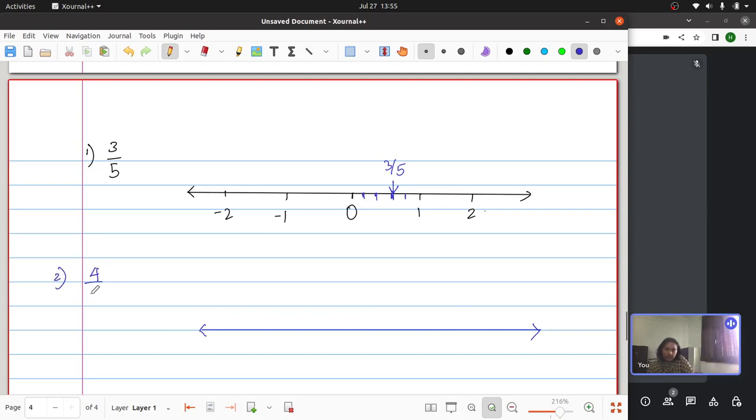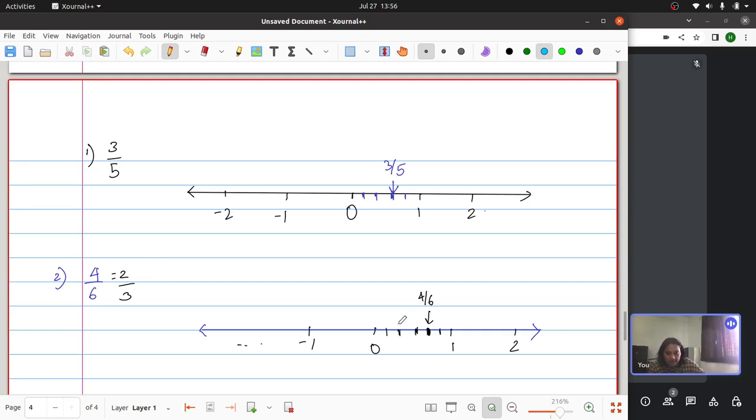Let's look at 4 by 6. We have 0, 1, 2. Okay, so we'll divide it into 6 parts, and the fourth part, which is this, is your 4 by 6. But we know that this is equal to 2 by 3, right?